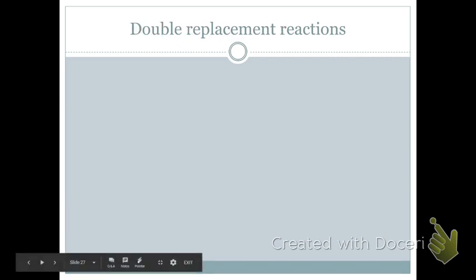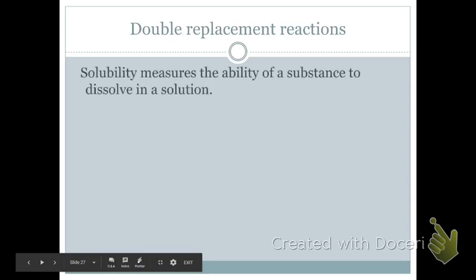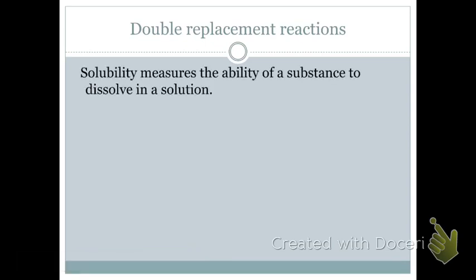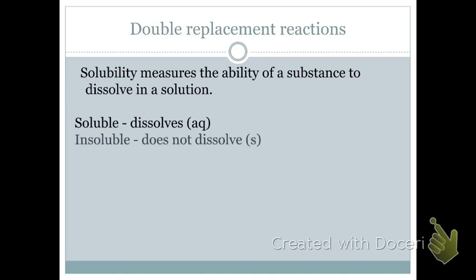Okay, that's with single replacement reaction. For double replacement, we actually check what's called solubility. Solubility is the ability of a substance to dissolve in a solution. If it's soluble, that means it dissolves. So salt in water is soluble, so it dissolves, and we call that aqueous. If it's insoluble, it does not dissolve, so we consider it to be solid.